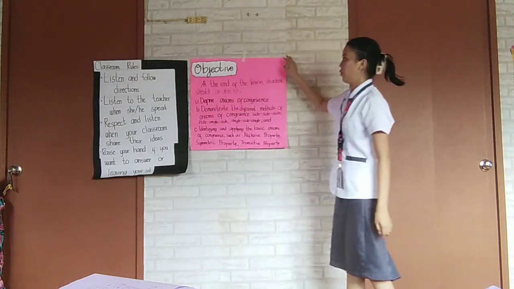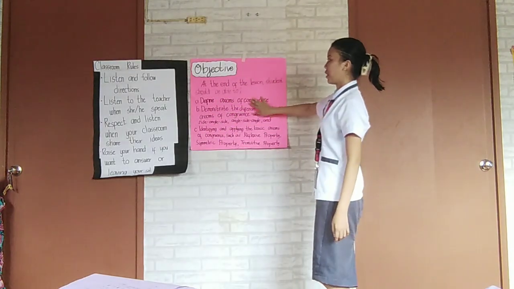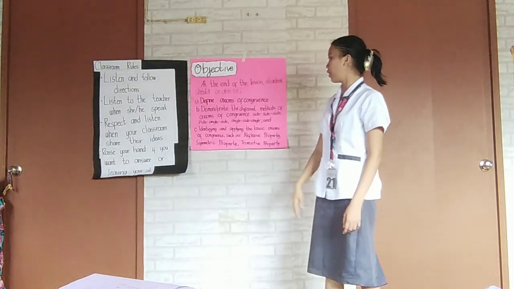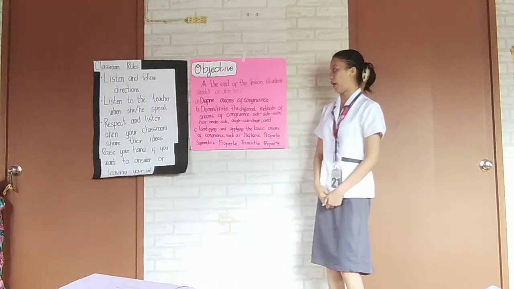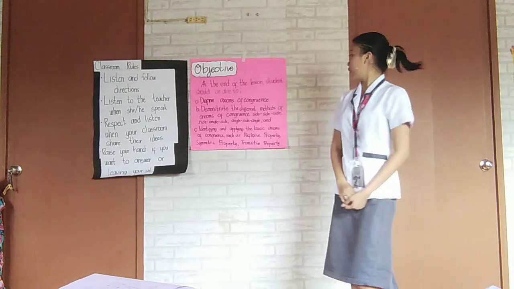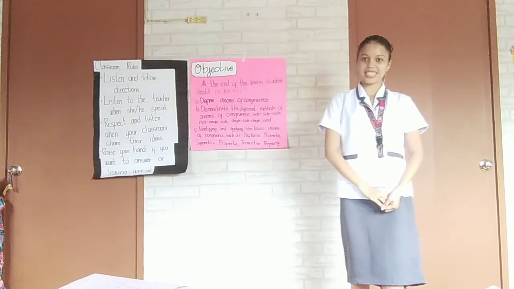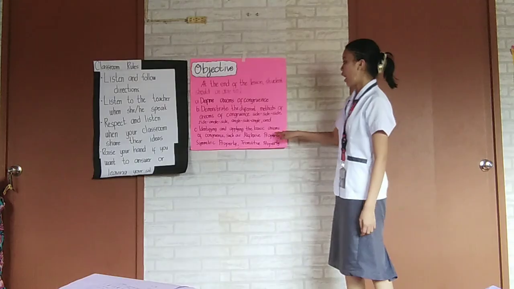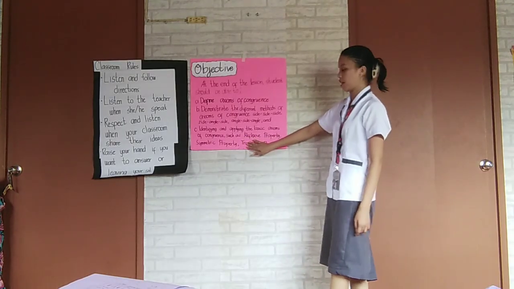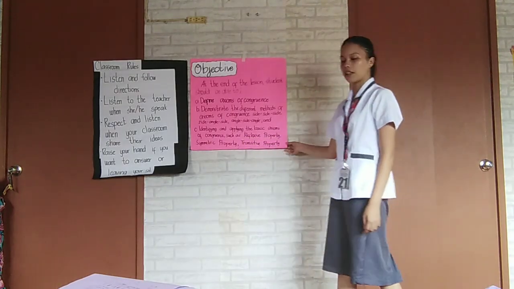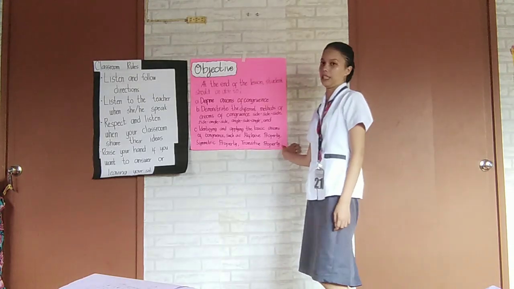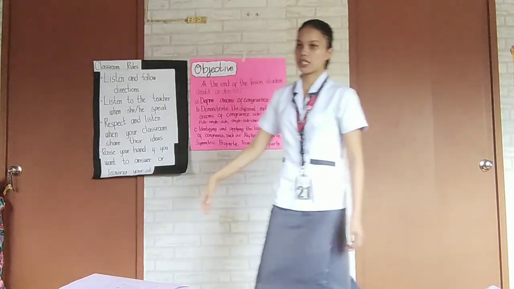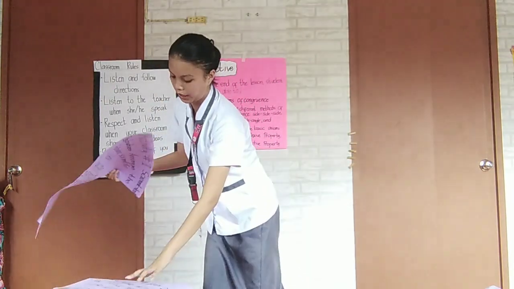So, objective. At the end of the lesson, students should be able to define axioms of congruence, demonstrate the different methods of axioms of congruence: side, angle, and identify and apply the basic axioms of congruence such as reflexive property, symmetric property, and transitive property. But before we proceed to our next topic, let us do our first activity.